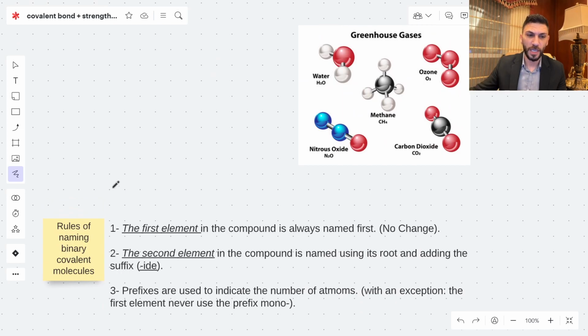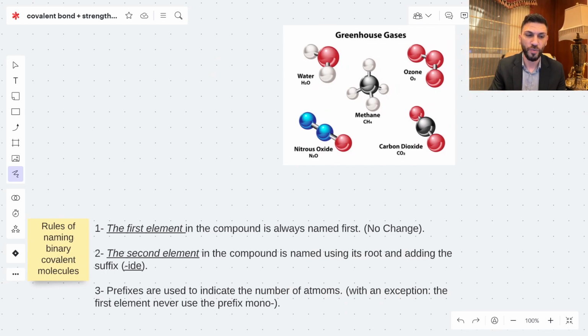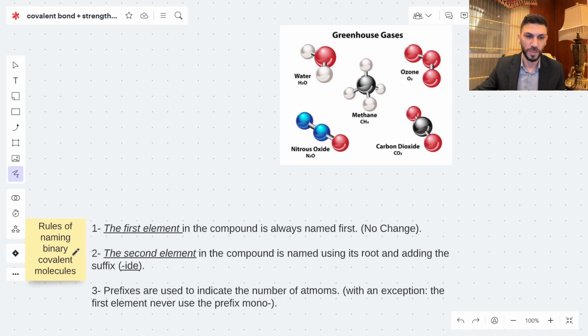So let's check the rules of naming binary covalent compounds. When we say binary, it means that they consist of two elements, regardless of how many atoms are in the molecule. So maybe it's between hydrogen and oxygen, or between nitrogen and oxygen. Here we have three atoms, two hydrogen and one oxygen, but water, or H2O, consists only of two elements, hydrogen and oxygen. So this is what is meant by binary covalent molecules.